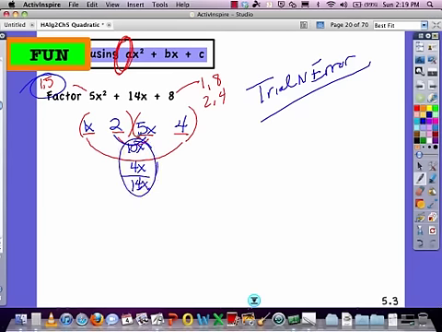So now all we have to do is put our signs back in. And again, you could check it, but we just sort of did. First times first is 5x squared. Outside is 4x. Inside is 10x. 10x and 4x add up to 14x. Last times last gives you the 8. So you do get a perfect trinomial when you finish. So this is called trial and error. It's a little different because you have that a term that is no longer 1.